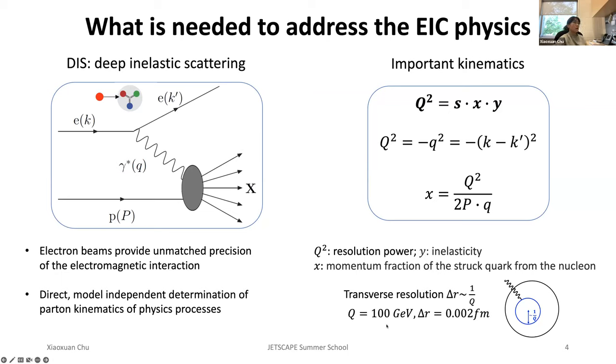So in the transverse plane, if we can reach Q square of 100 GeV square, the transverse resolution is about 0.002 femtometer, which is small enough for us to precisely probe the inner structure of the target nucleon. And x is defined as the longitudinal momentum fraction of the struck quark in terms of the momentum of the total nucleon. That kinematic can also be reconstructed by measuring the outgoing electron. And this method of kinematics reconstruction in DIS is very direct and model independent. So it's an advantage in EP collisions compared to the kinematics reconstruction from PP collisions.